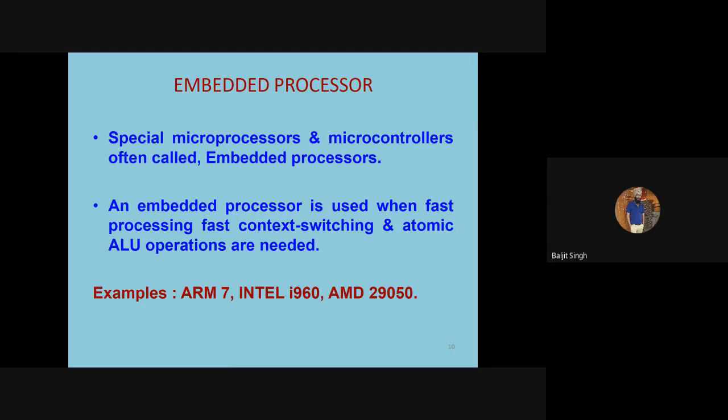Atomic arithmetic logic unit operations are the smallest single operations, independent of other operations, which can be operated independently. So where very fast atomic ALU operations and fast context switching have to be done, an embedded processor is used. A few examples are also shared.